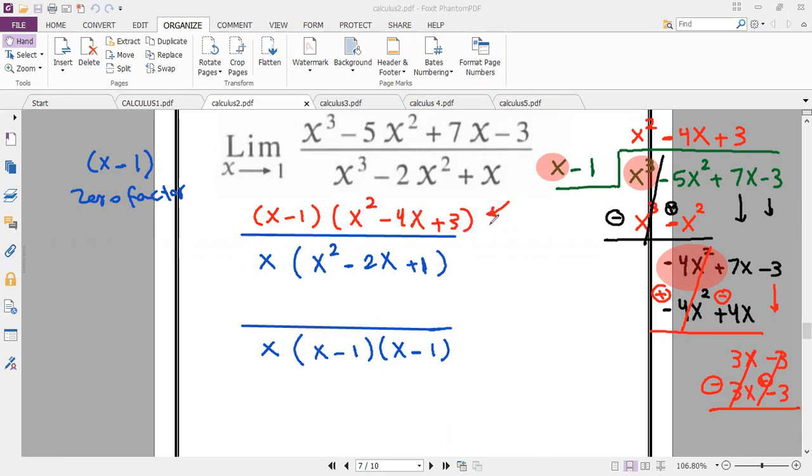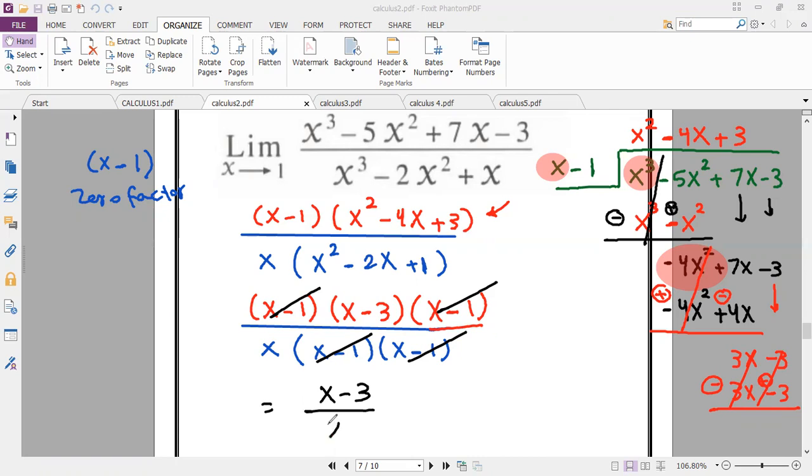And this can be factorized. So you are going to write x minus 1 here. Two numbers whose product is 3 and whose sum is negative 4. They are negative 3 and negative 1. Then simplify. Cancel x minus 1 and x minus 1, and cancel x minus 1 and x minus 1. Then you end up with x minus 3 at the top and x at the bottom. As x approaches 1, it's going to be 1 minus 3 over 1. 1 minus 3 is negative 2 over 1, which is negative 2.